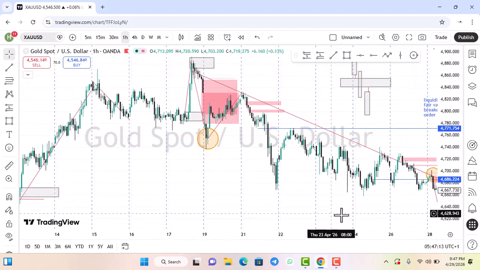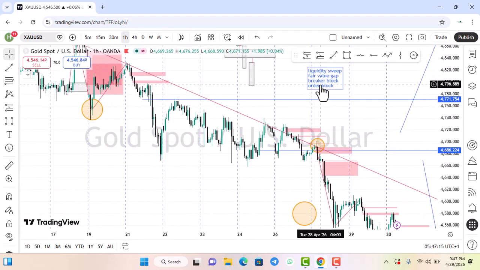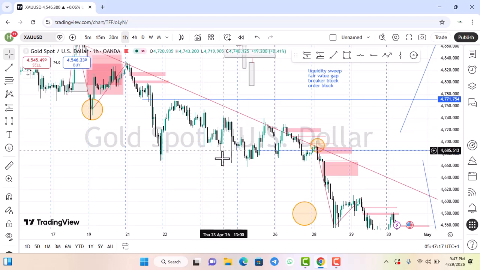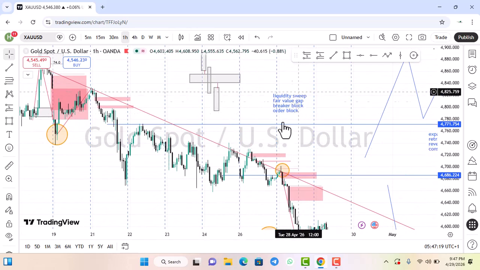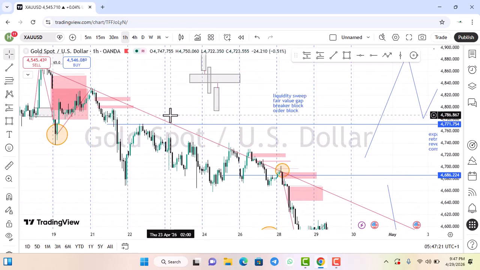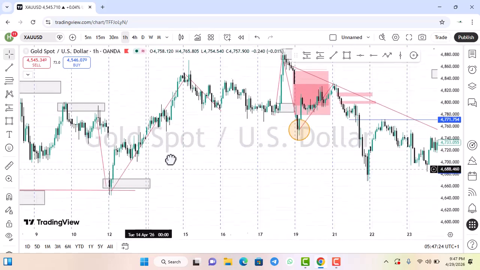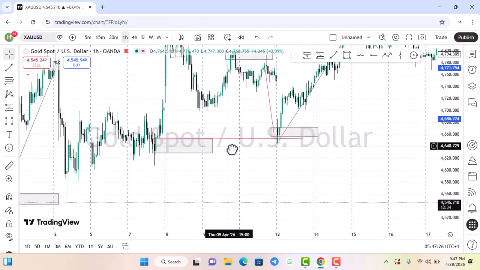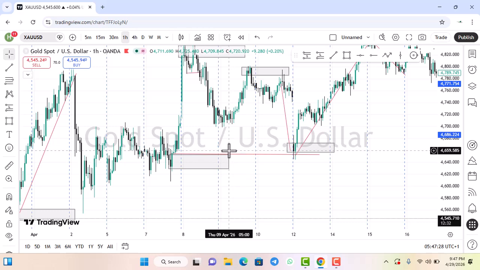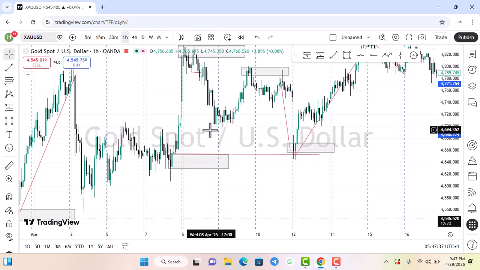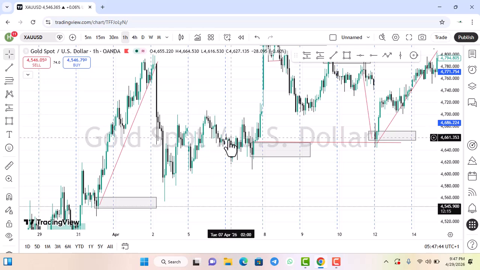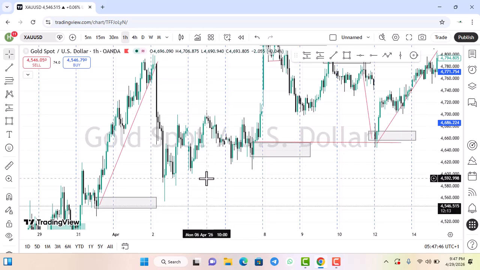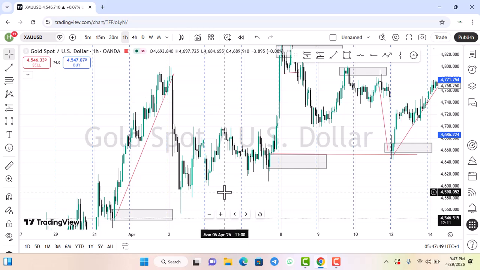So now the next thing is what? Breaker block. So what is a breaker block? A breaker block is a failed order block. Yes, it's a failed order block. So if price is pulling back or reversing, it is either going to a breaker block or one of these other flows that I explained. So how do you identify a failed order block? Let me show you a practical example.